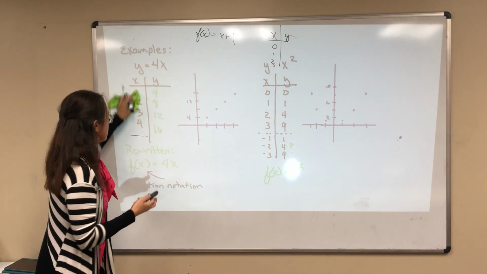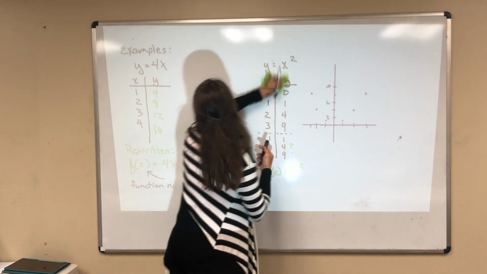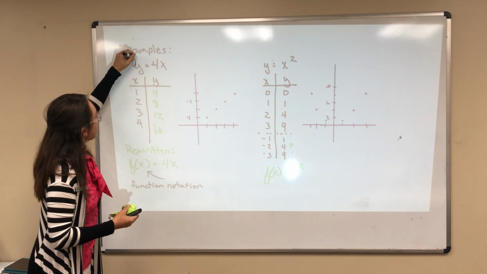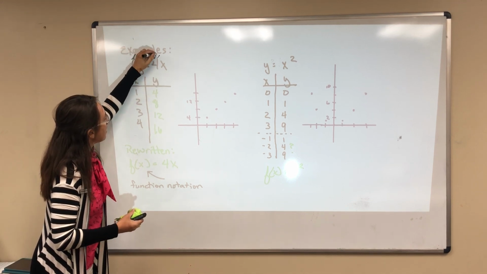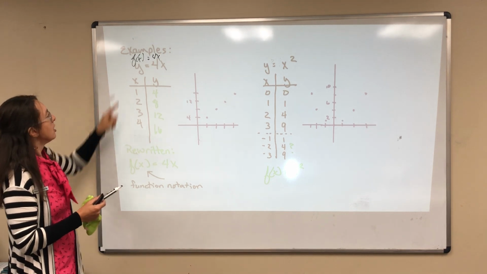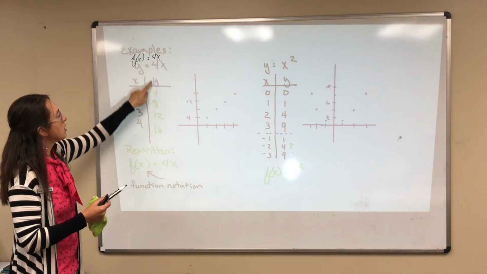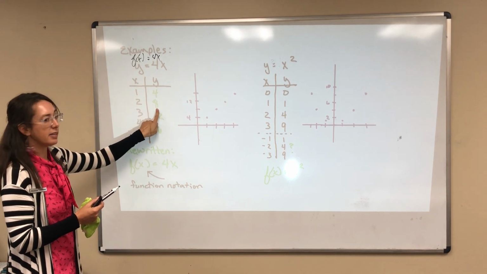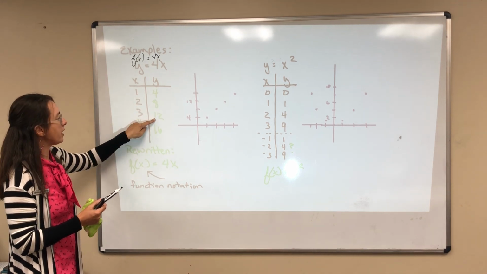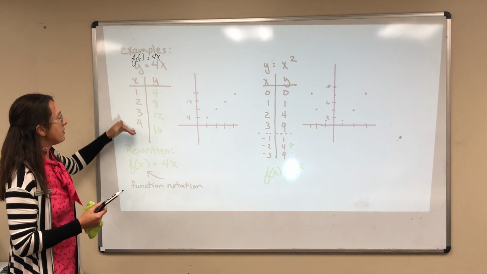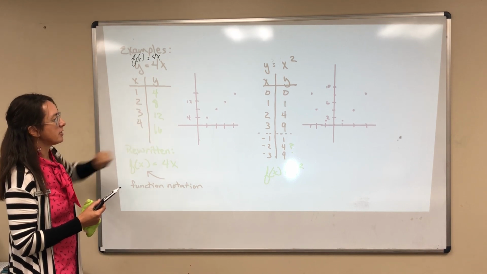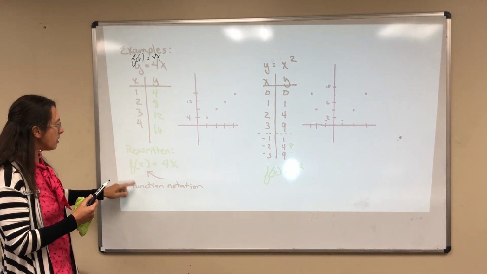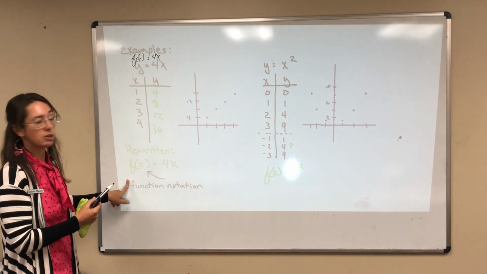So here's a couple more examples that we have. We've got y equals 4x. Could rewrite it, f of x equals 4x. Correct? So when x equals 1, y equals 4. When x equals 2, y equals 8. X equals 3, y equals 12. These are individual points. Is this a function? Yes, it is a function. Because it's a function, we can rewrite it in this function notation.